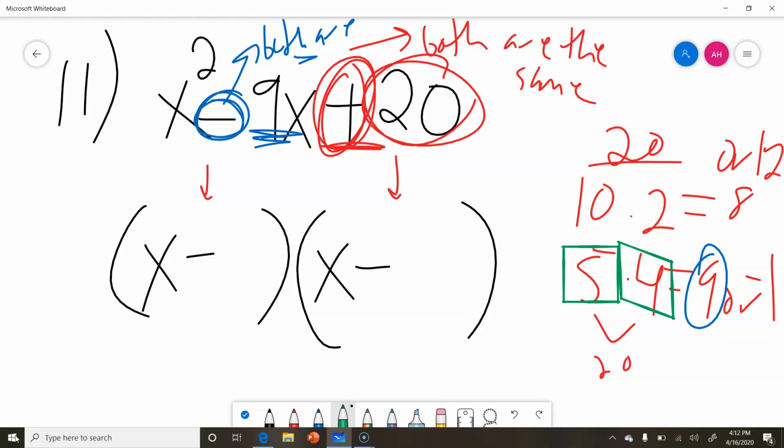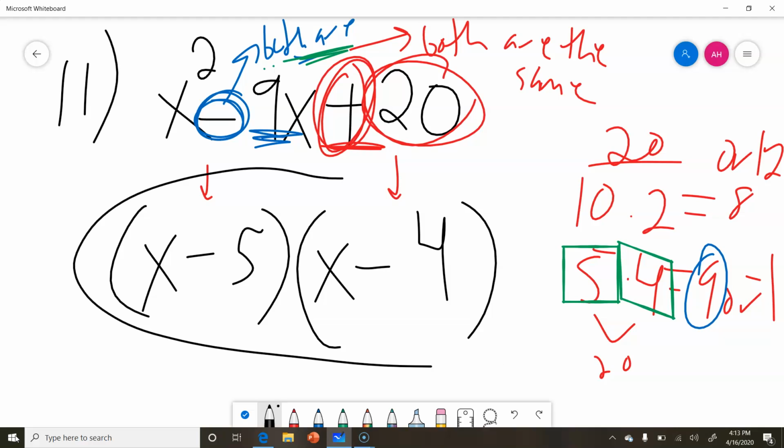Now, the sign's the same. You see that? They're both negative, so it doesn't matter. I can write them either way. 4 and 5, or switch them. It will be the same answer. And there, right there, ladies and gentlemen, is my final answer.